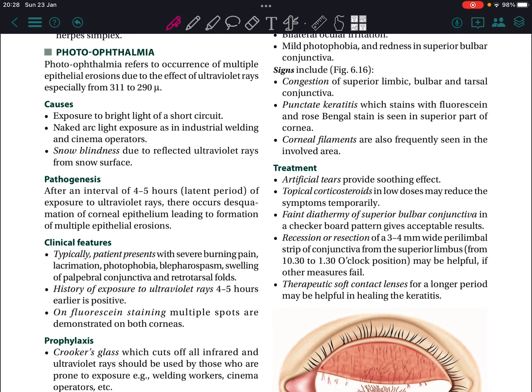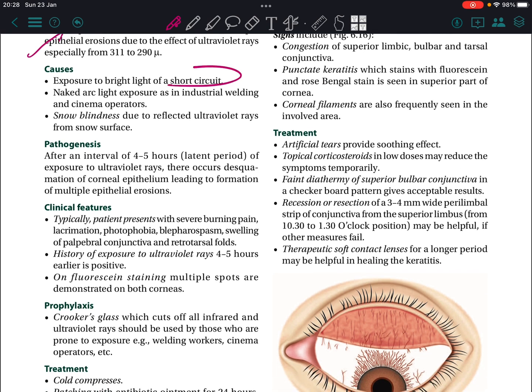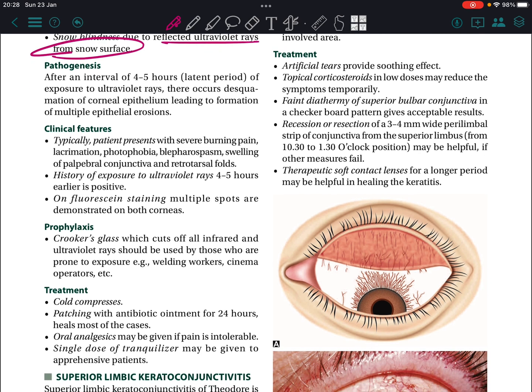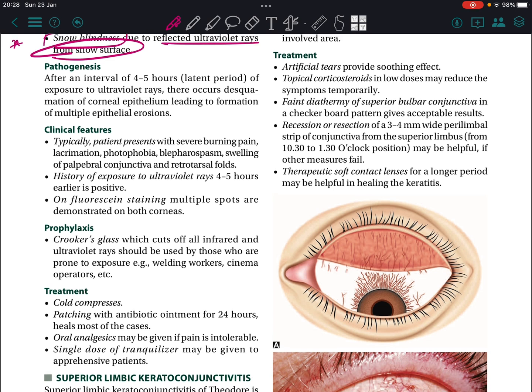Photophthalmia. Photophthalmia refers to the occurrence of multiple epithelial erosions due to ultraviolet rays, caused by exposure to bright light of short wavelength, mainly sunlight, naked arc light exposure as in industrial welding, and snow blindness due to ultraviolet rays reflected from the snow surface. Pathogenesis: after an interval of 4 to 5 hours of continuous exposure to ultraviolet rays, there occurs desquamation of corneal epithelium leading to formation of multiple epithelial erosions.